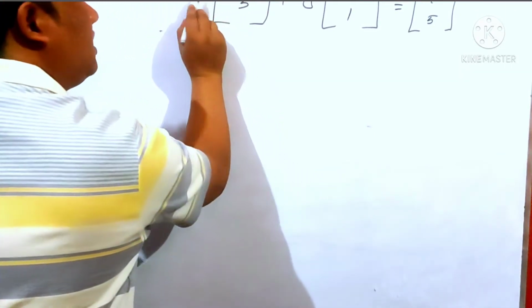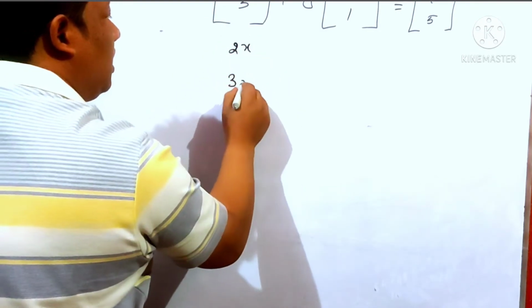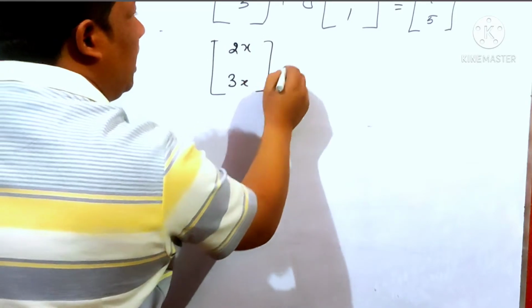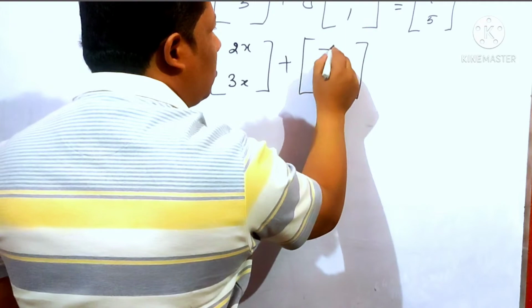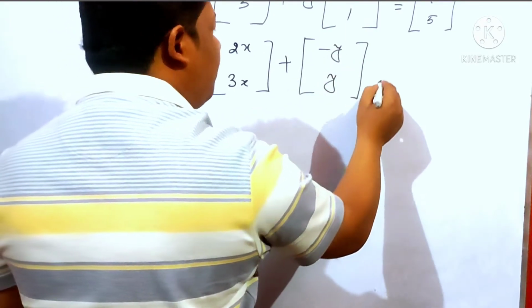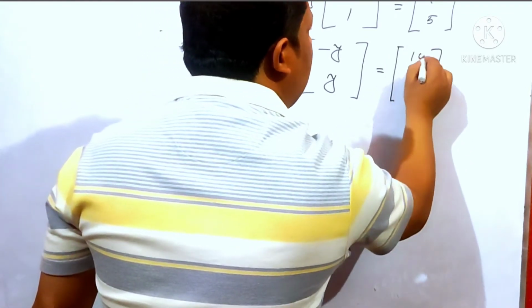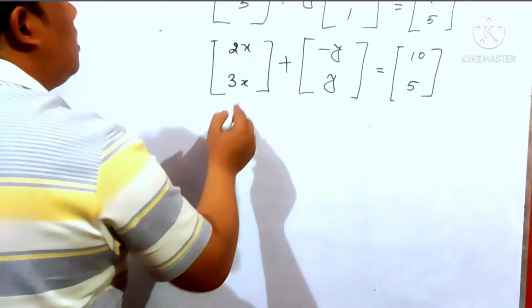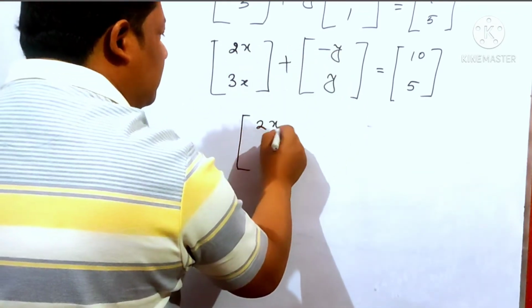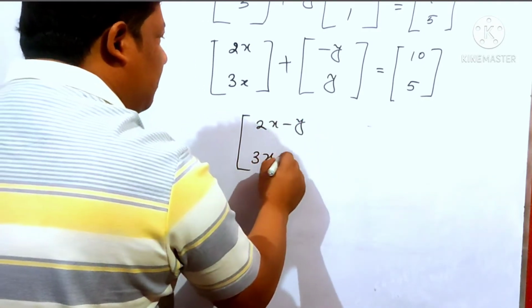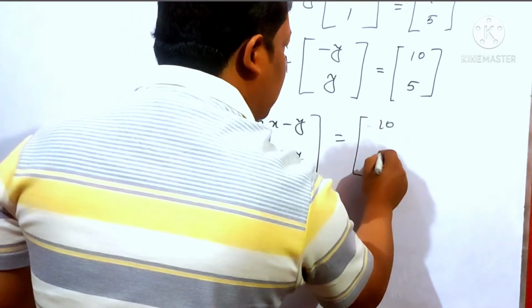So you multiply all these numbers, then you get 2x and 3x. Next, you multiply this one, then you get minus 1 and y. Again, the right side is as it is, you write 10 5. Now you add these two, then you get how much? 2x minus y and 3x plus y. And this right side 10 5.